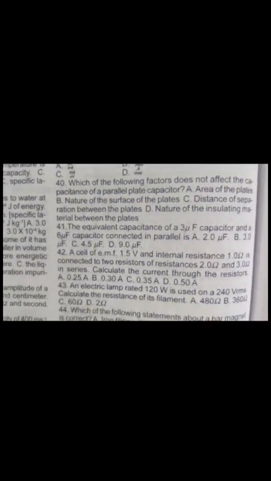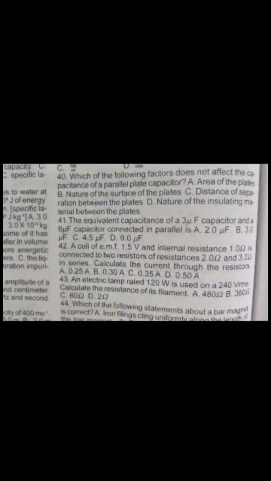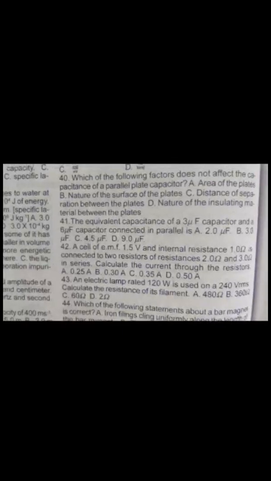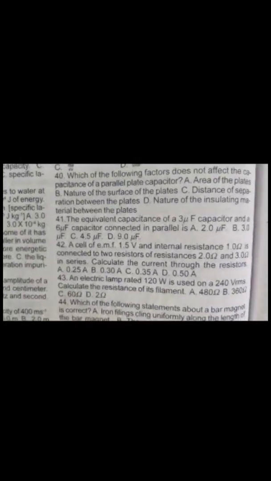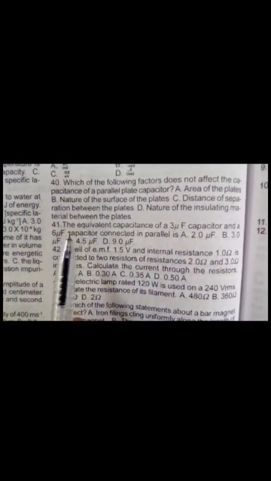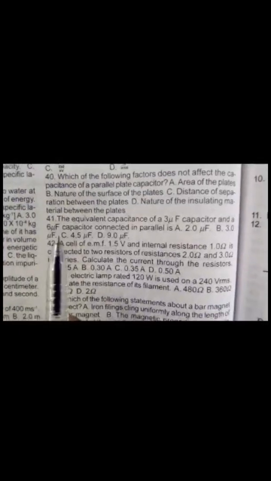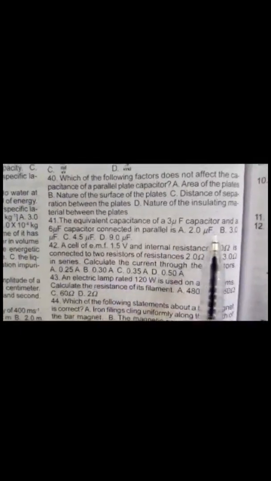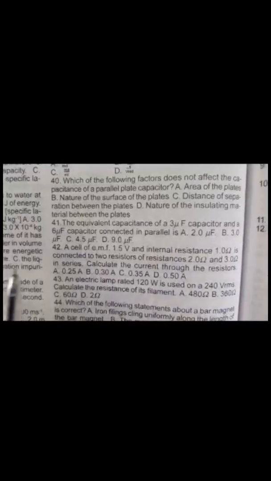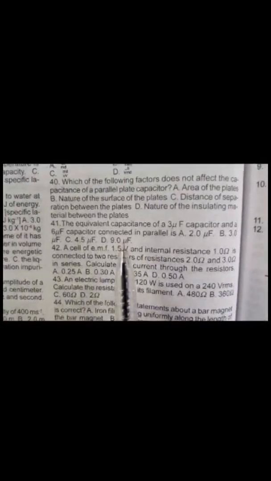So this is a question, a WAEC physics question from June 2006. Question number 41: the equivalent capacitance of a 3 microfarad capacitor and a 6 microfarad capacitor connected in parallel is: A, 2.0 microfarad; B, 3.0 microfarad; C, 4.5 microfarad; D, 9.0 microfarad.